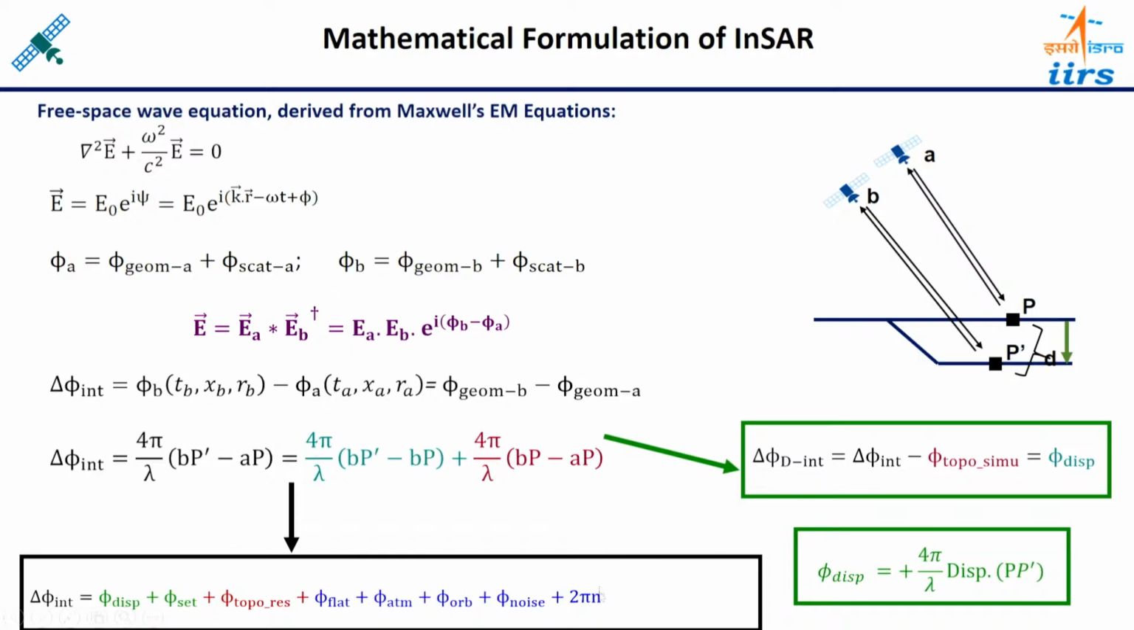The calculation of n is also very difficult, and it is called the phase unwrapping term. So now you can see from this equation that the interferometric phase is not only the sum of the displacement phase and the topographic phase, it is more than that. What is more? The solid earth tide phase, the flat earth phase, the atmospheric phase, the orbital phase, noise, and the unwrapping term.